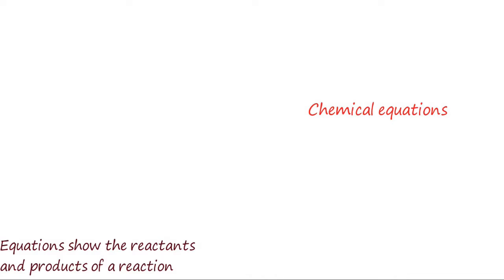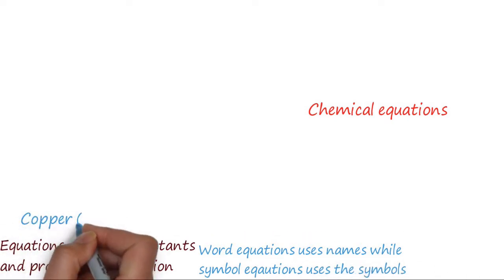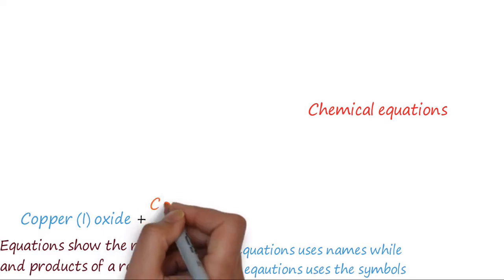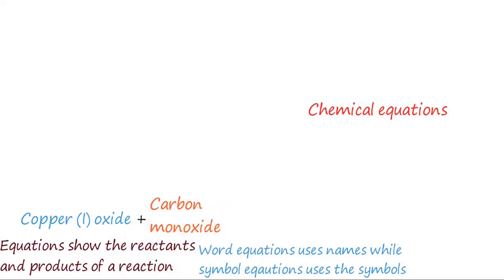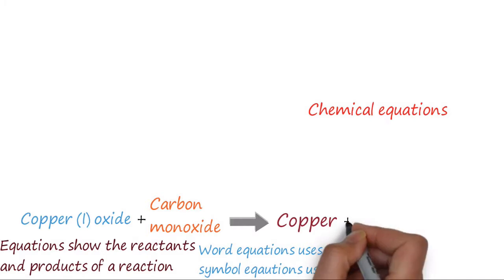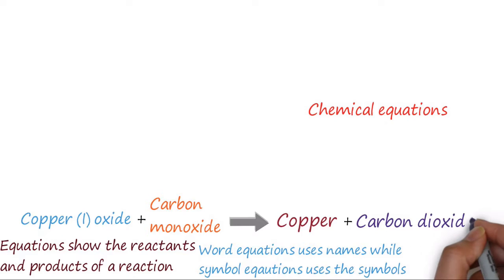Chemical equations are used to show the starting substances and the substances made in a chemical reaction. The starting substances are called the reactants and the substances made are called the products. A chemical equation may be a word or a symbol equation. Word equations obviously use the names of the reactants and products, whereas symbol equations use the chemical symbols. For example, copper(I) oxide will react with carbon monoxide to form copper and carbon dioxide. In symbol form, this is CuO + CO → Cu + CO2.